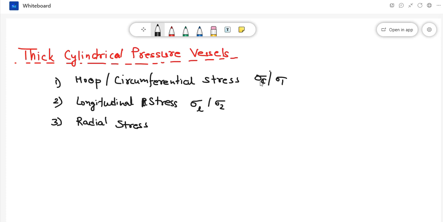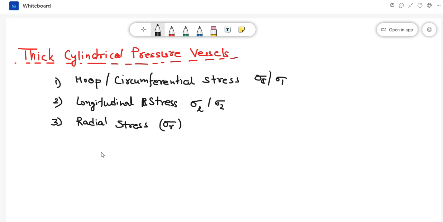Now when coming to thick pressure vessels, you should know there are three types of stresses. Number one, hoop or circumferential stress, which acts along the circumference. Number two is longitudinal stress, which acts along the length or along the longitudinal axis. And number three is radial stress, which was not there in thin pressure vessels.